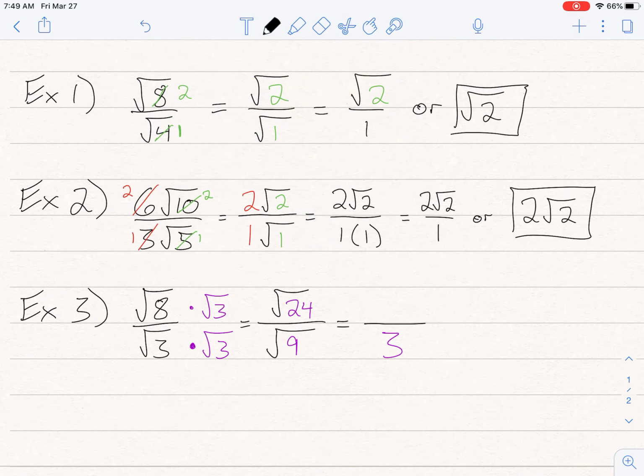Now, this square root of 24, I could simplify that. Maybe I'll do that off to the side over here to show you my work. So square root of 24 becomes 4 and 6, which is 2 and 2. So these 2's are going to come out. That 6 will be left. So that gives me 2 square root of 6 here.